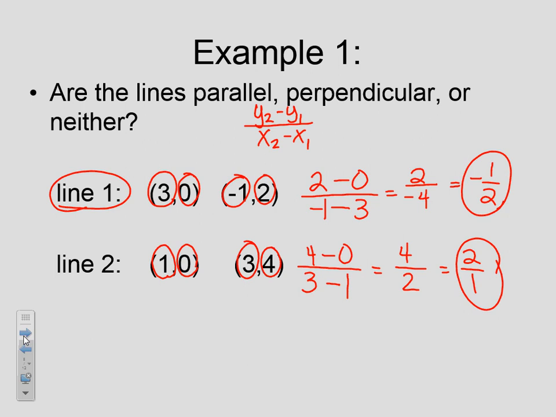So I can in fact say that these lines are perpendicular because I see the opposite reciprocal relationship. If you remember from geometry, the symbol for perpendicular is an upside down looking T.